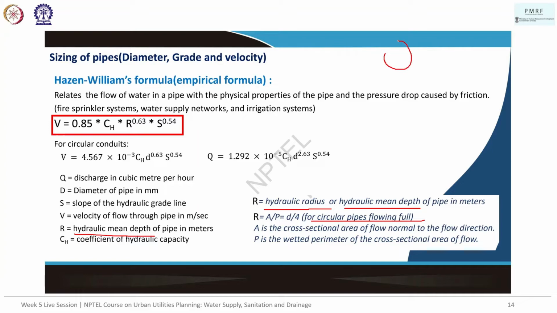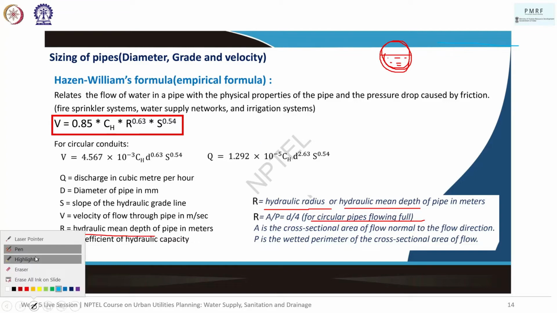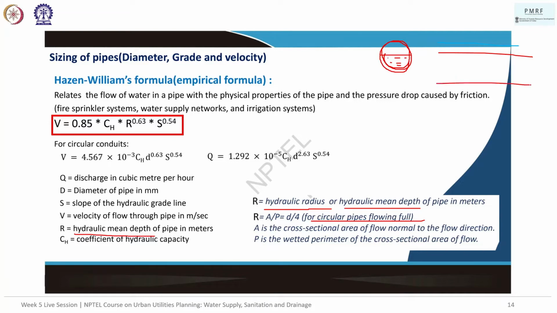So say you have a sewer system. Again, pardon my drawing, I don't have proper equipment to draw, so I'm using a mouse. So say you have a pipe and then you have sewage running through. In this case, our A is the cross sectional area of flow normal to the flow direction. So this is our cross section. If you look at the other cross section of the pipe, I hope you can understand what we are drawing.